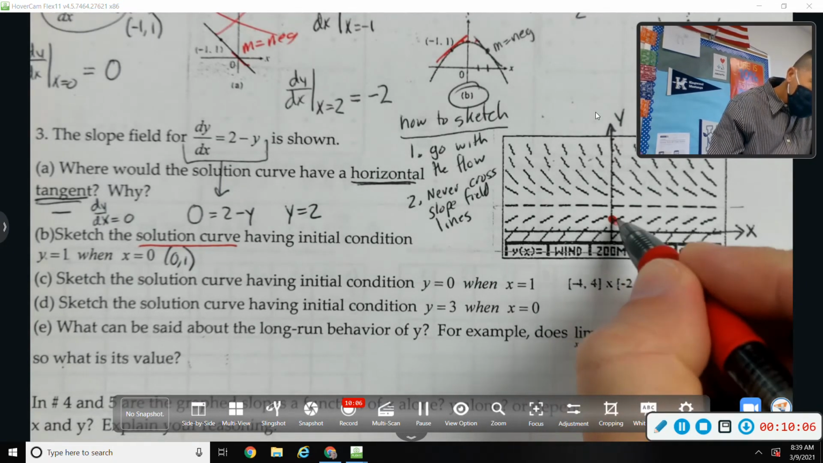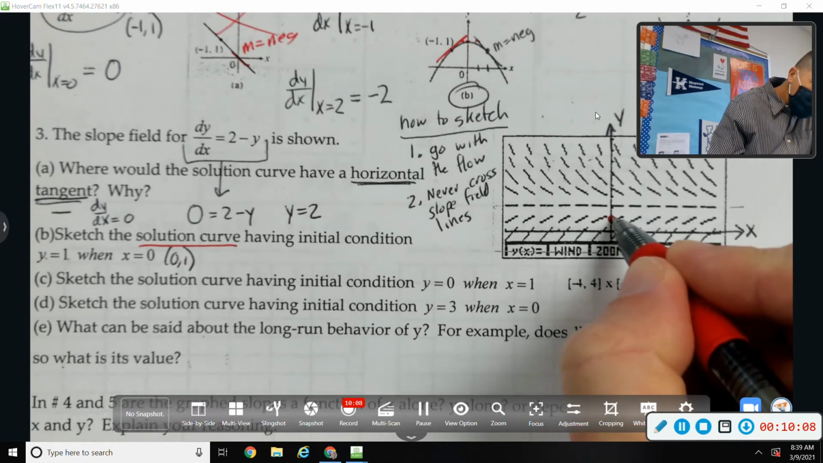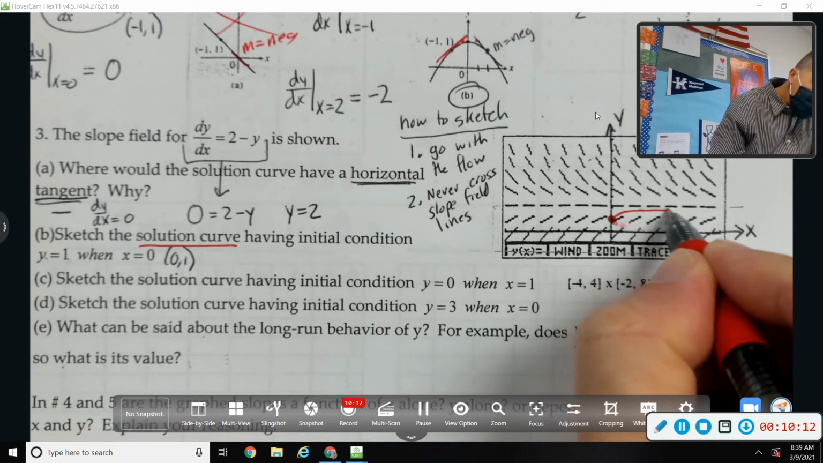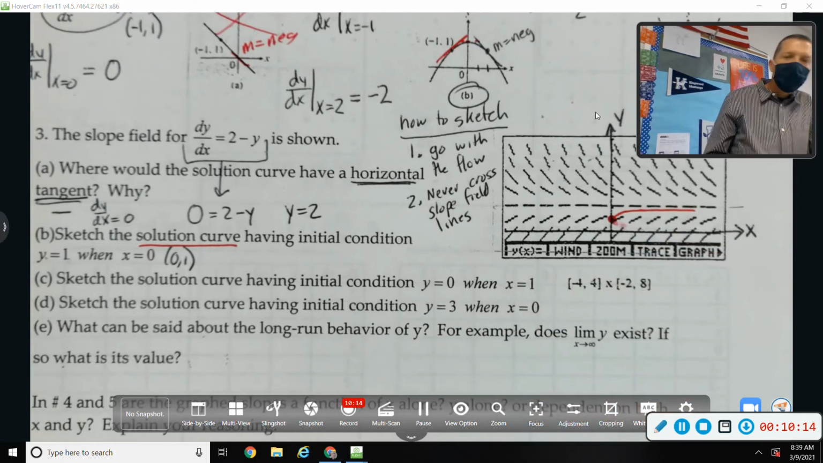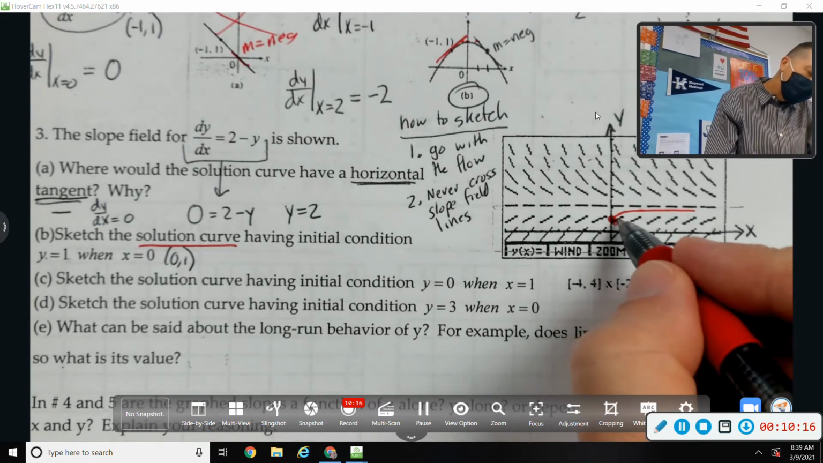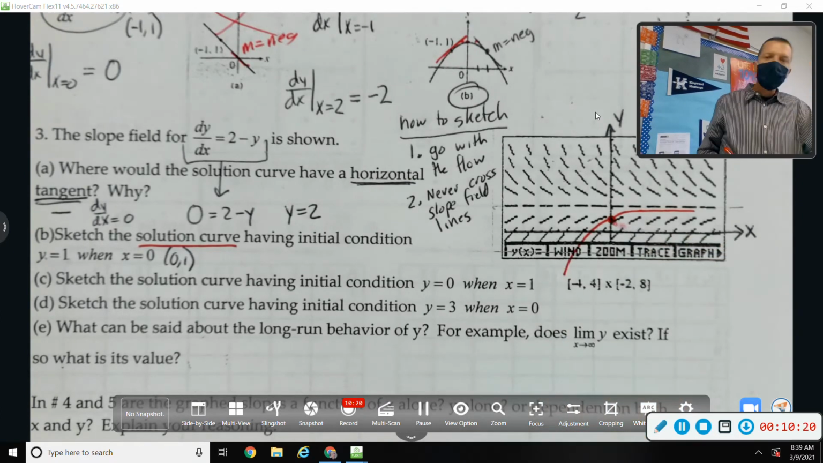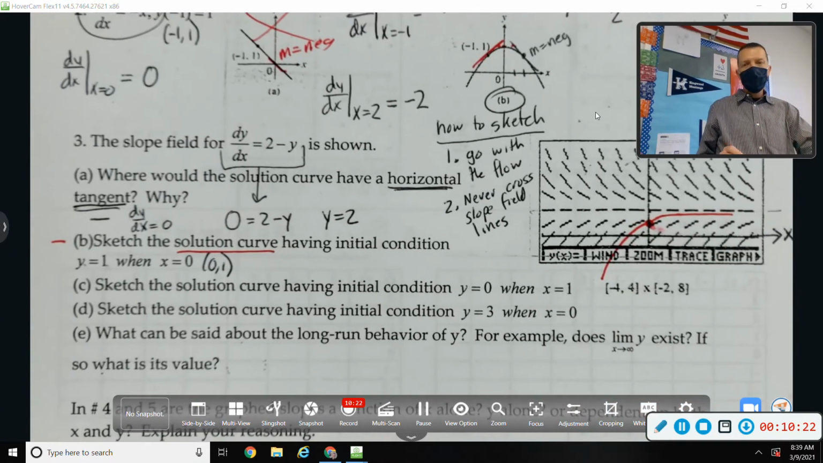So I'm going to start at 0, 1. It looks like I'm just flowing this way, but I can't cross that line, so like that. And back the other way, just flowing down like that. Just follow the path.